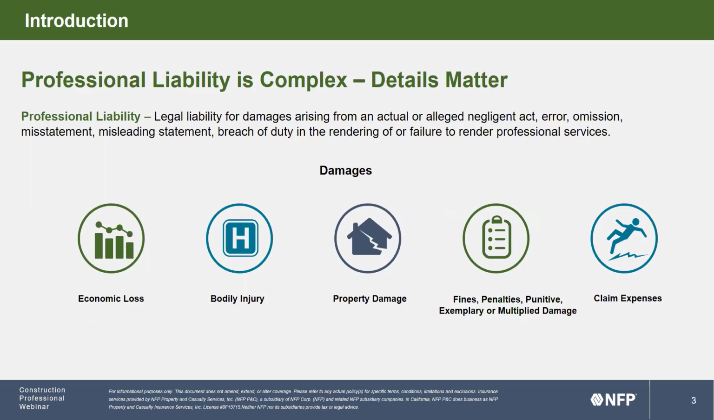Another type of damage is property damage, and this refers to property damage to a third party's property. A good example of this would be, we had a client with a claim where they had performed demolition on a job site, and a nearby neighborhood alleged damages to their properties. So the homeowners in that neighborhood alleged damages to their individual properties that resulted from the demolition activities on the project site.